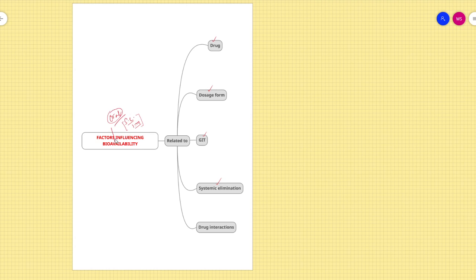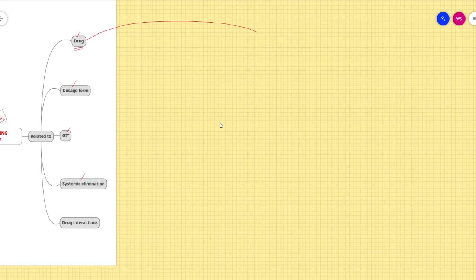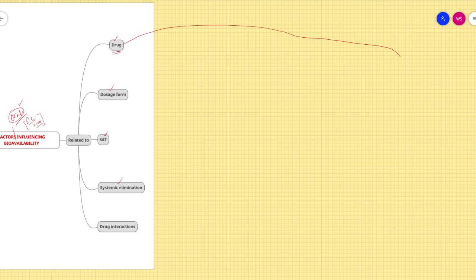Okay, so having said that, we're going to discuss the factors influencing bioavailability as it pertains to orally administered drugs. And so the first factor is the drug itself. Let's try to discuss the pertinent factors of the drug that influence bioavailability.